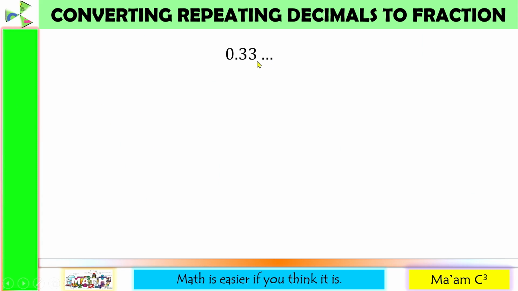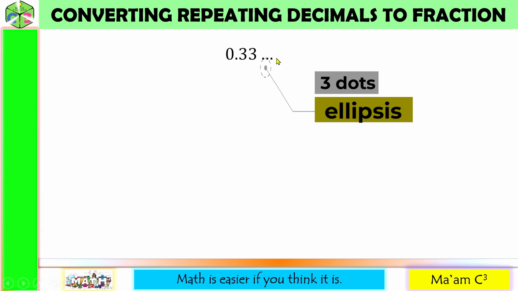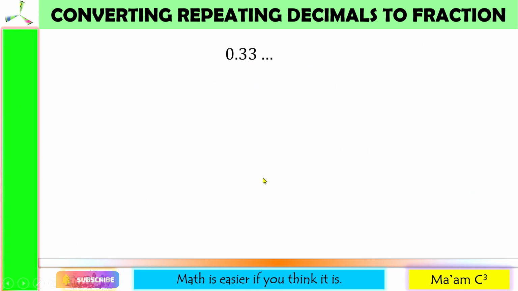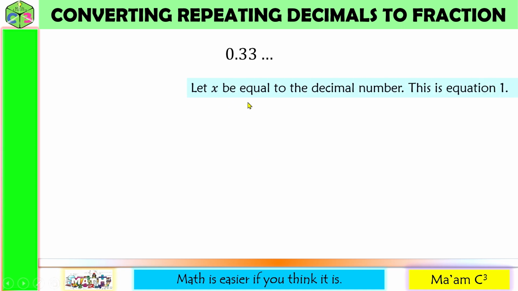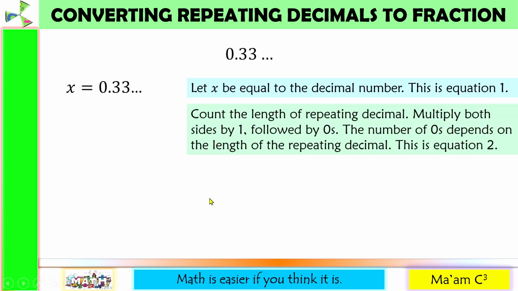Notice these three dots here. This is called an ellipsis. It means the 3s will never stop. It will keep on going forever. Step 1, let x be equal to the decimal number. So x is equal to 0.33333. This will be our equation 1. Step 2, count the length of the repeating decimal.